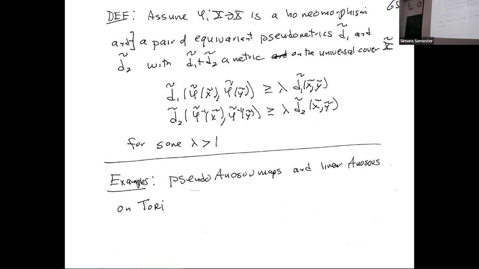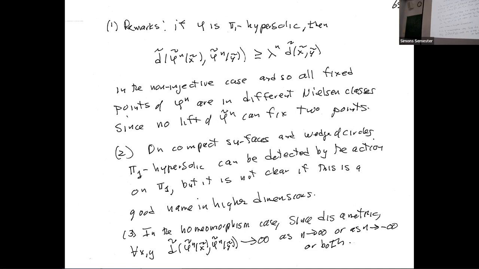So this is true hyperbolicity. You have stretching and contraction, but you need to invert the function so that the inverse is expanding, at least on a subspace. All right, so the obvious comment here, hopefully at this point: if it's pi 1 hyperbolic, then when you iterate it, you expand by lambda to the n in the cover. So all of the fixed points are in different Nielsen classes because you cannot have two fixed points under any lift of any iterate. So they're all in different Nielsen classes, and they're all single points.